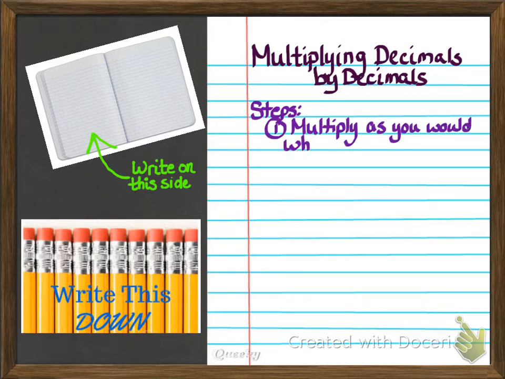Step number 1, we're going to multiply as we would whole numbers. So basically just basic multiplication. Ignore the decimals at first.